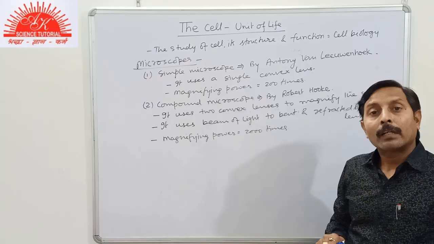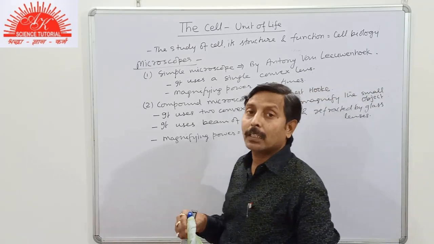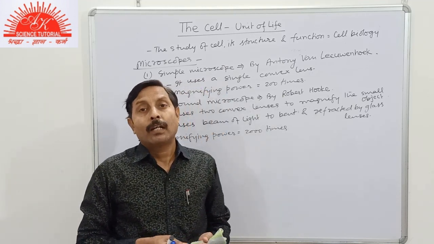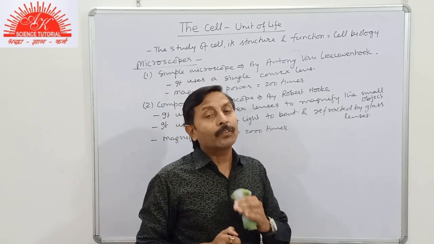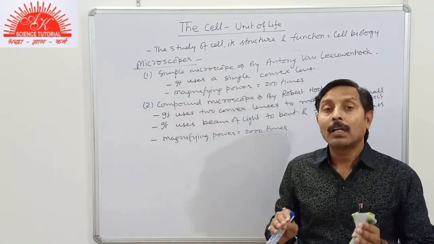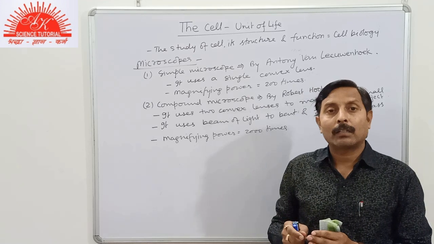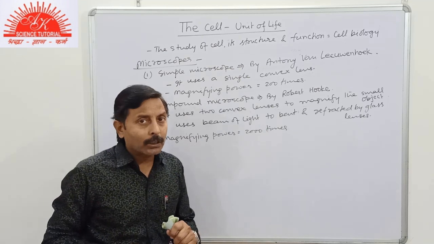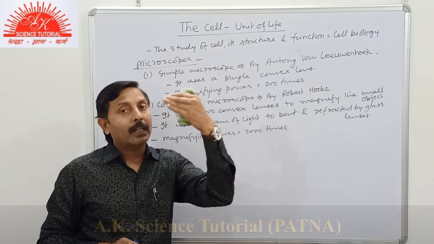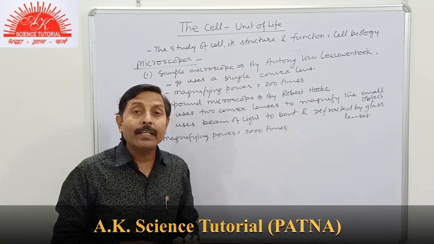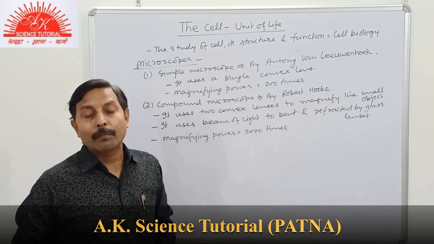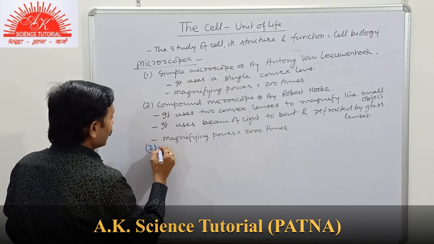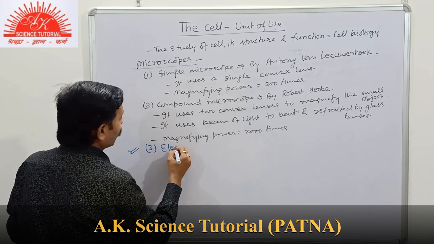Clear, students? So the study further became easier and the structure further became visible, but still it was smaller. The internal components of the cell were not clearly visible and could not be studied properly. The internal components, the cell organelles, and the composition of the cell were studied later with the discovery of the electron microscope in 1931. So the third one is the electron microscope.